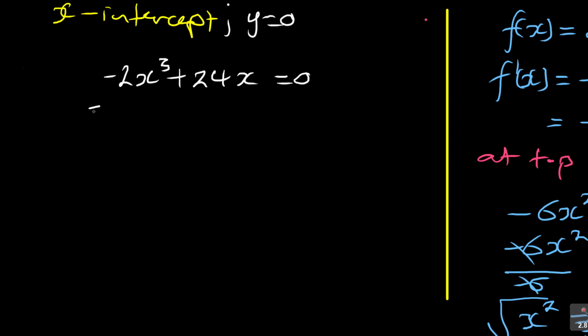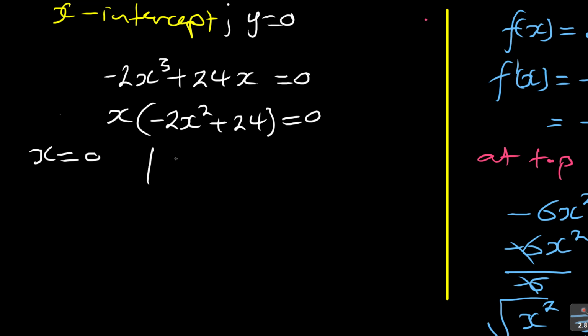So what do you pull out there? You can pull out a 2, even a negative 2, whatever case. Let's factorize negative 2x. Doesn't matter how you want to do it, but x is the common one. What you'll have is minus 2x squared inside, plus 24, that is equal to 0. Therefore, x is equal to 0, or negative 2x squared plus 24 equals 0.